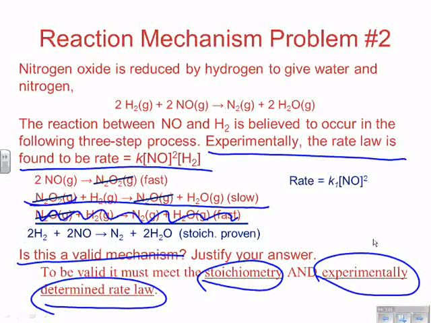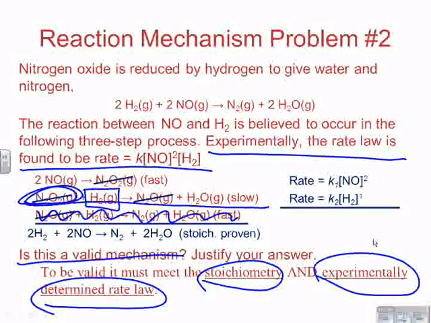Now notice, this substance is gone. All we're left with on the reactant side is H2. So it's unimolecular with respect to H2. So that would be rate equals K2 times H2 to the first, single order. So first order with respect to the H2 because there's only one.